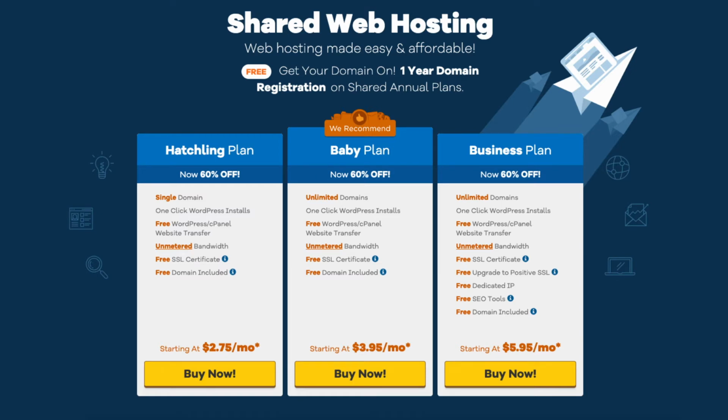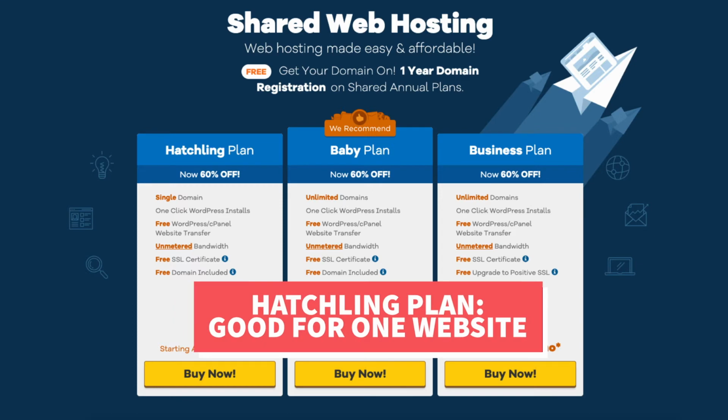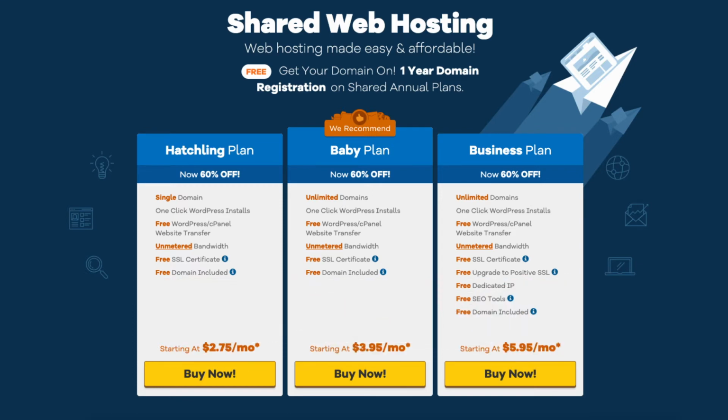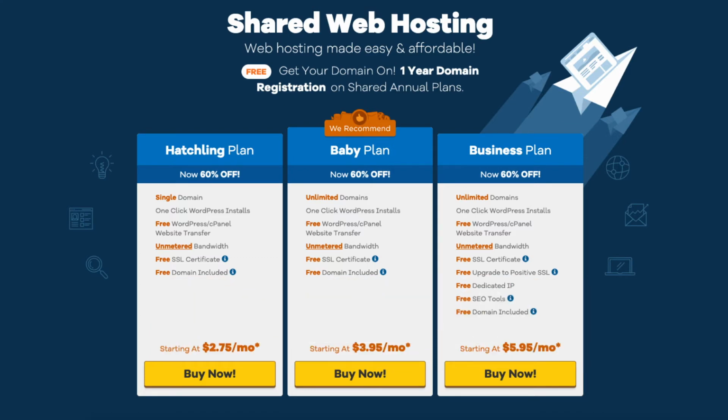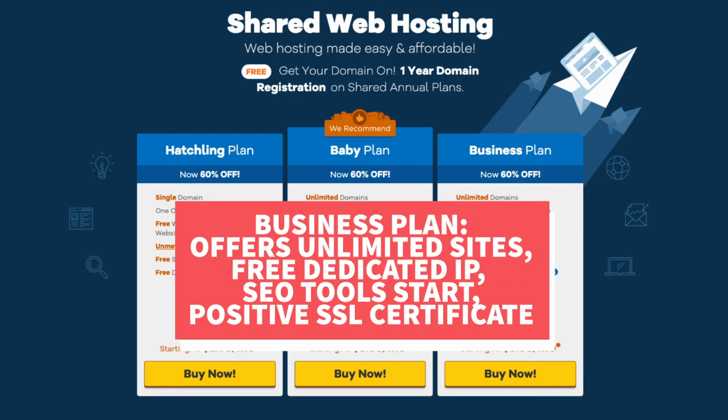The Hatchling plan is a great plan if you're going to have one site. If you're going to have more than one site, then you want to select the Baby plan, as this plan offers unlimited sites. The Business plan comes with unlimited sites and includes a free dedicated IP, Hostgator's SEO Tool Star add-on, and a free upgrade to a positive SSL certificate.